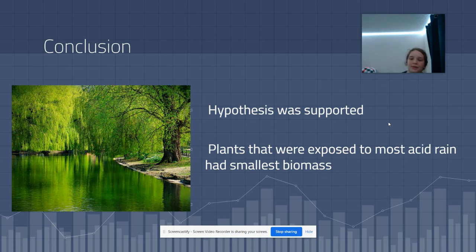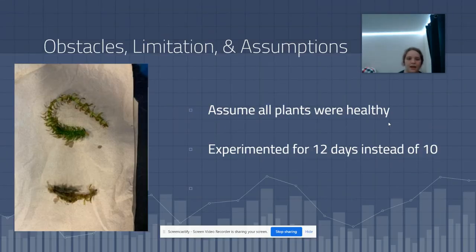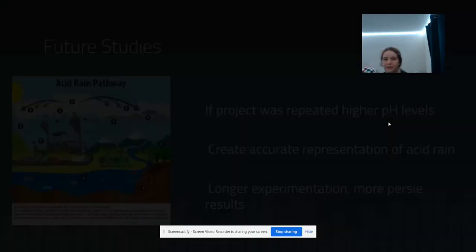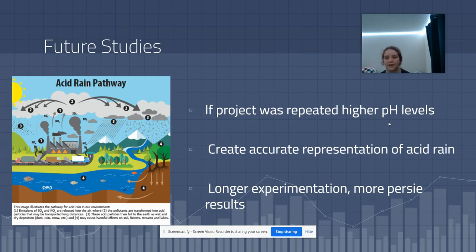The plants that were exposed to the most acid rain had the smallest biomass and were dead by the end of the 12 days. I had to assume that all of the plants were healthy and that they had no diseases that could have affected the biomass. I had originally planned to experiment for 10 days, but the way it worked out, I actually experimented for 12 days. If I were to do this project again, I would do higher pH levels, that way the plants wouldn't die, and I would also create a more accurate representation of acid rain.